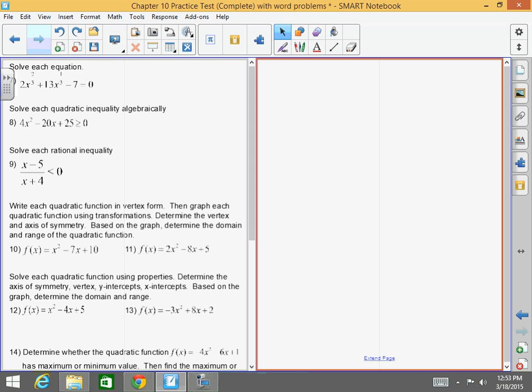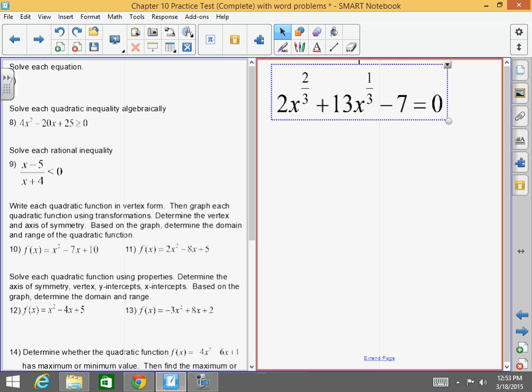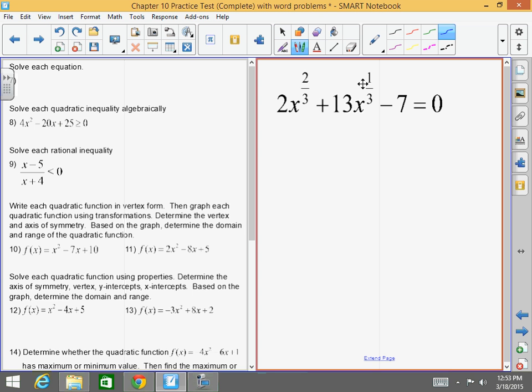Okie dokie, Smokey. Let's do this one. I want you to just solve the equation. Okay. In this case, we have these funky exponents, so we know we're going to do substitution. So the first thing I want to do is make sure I label my substitution. I'm going to say that u equals x to the 1/3. So 1/3 squared would be 2/3, so this is 2u squared plus 13u minus 7 equals 0. I'm going to cube and method it up.